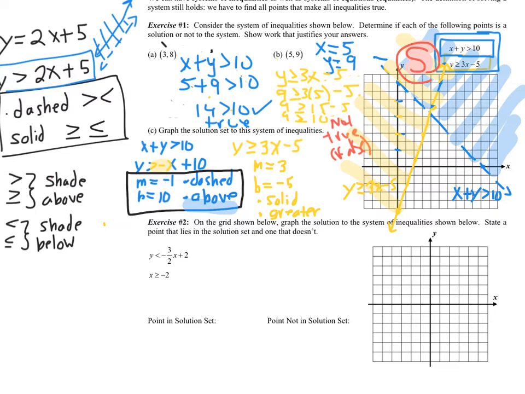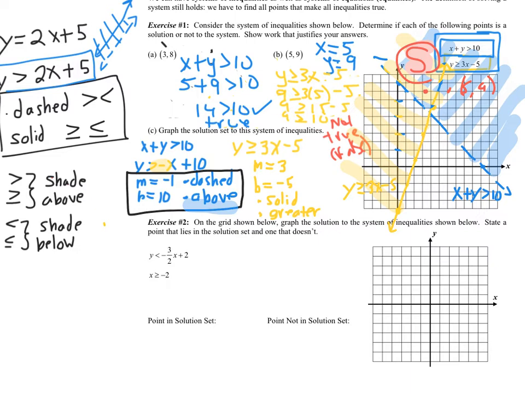So I'm not going to put them exactly, but if we looked at the first points, like 3, 8, and 5, 9, 3, 8 would be in that solution, like right around there, and 5, 9, though, would be outside of that yellow-blue region. It would just be in the blue region, which is not a solution to the system.